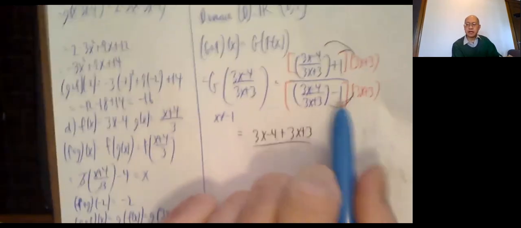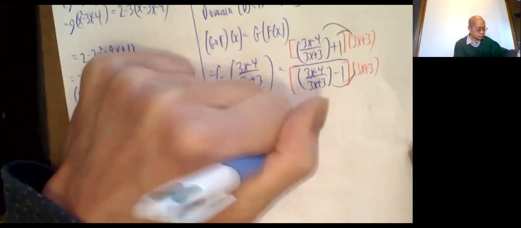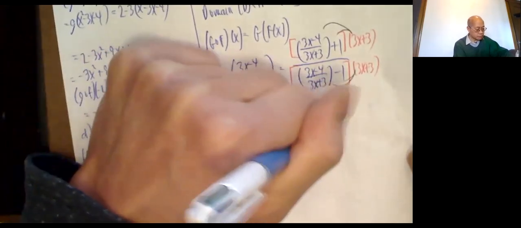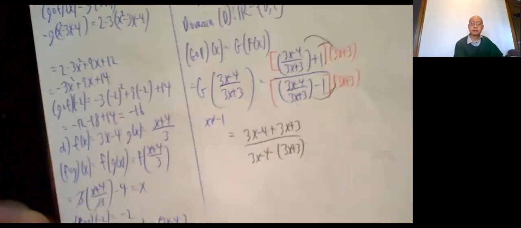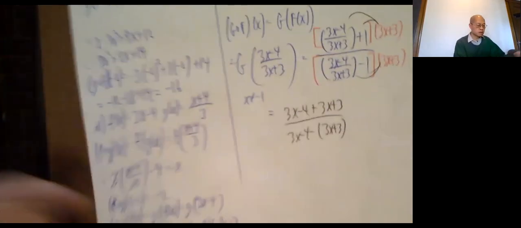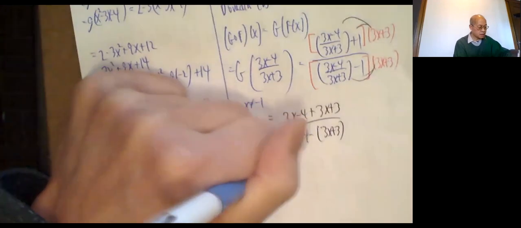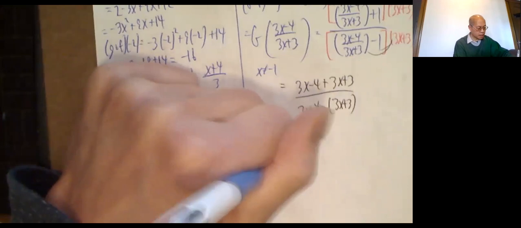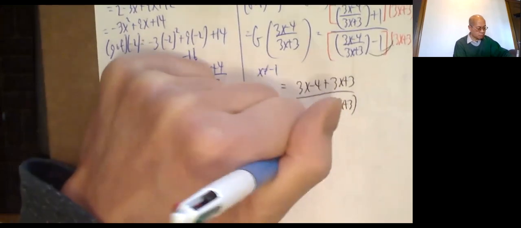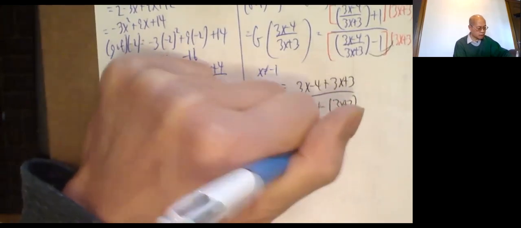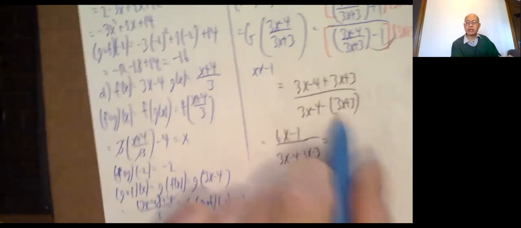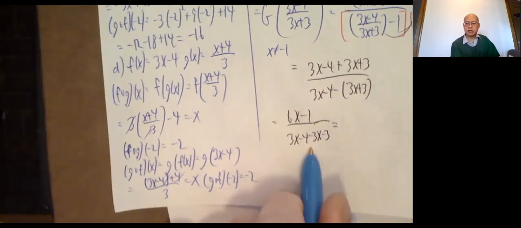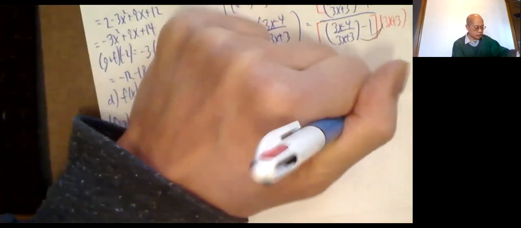And well, the bottom's the same thing, except there's a minus here, right? So that's still going to be 3x minus 4, except minus parentheses 3x plus 3. So clean it up: 6x minus 1 over 3x minus 4 minus 3x minus 3. Looks like the 3x's cancel out. So 6x minus 1 divided by negative 7.